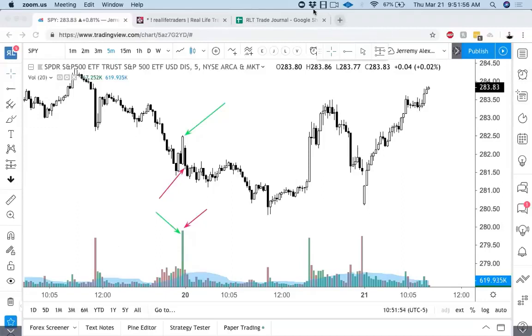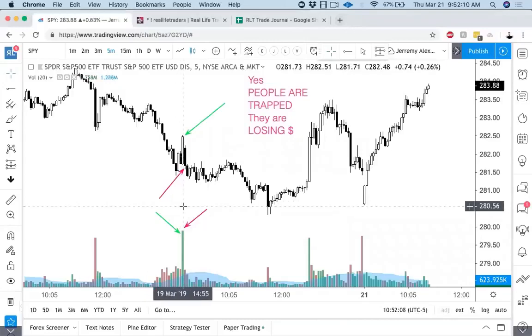And the answer is yes, absolutely. People are trapped. They are losing money because they got in. There's definitely, without question, people who bought right at the end of the day, and the very next candle, boop, 8:30 market open Central, 9:30 Eastern, it closes below that huge bullish volume candle. Everyone is trapped. I'm looking at getting in bearish.